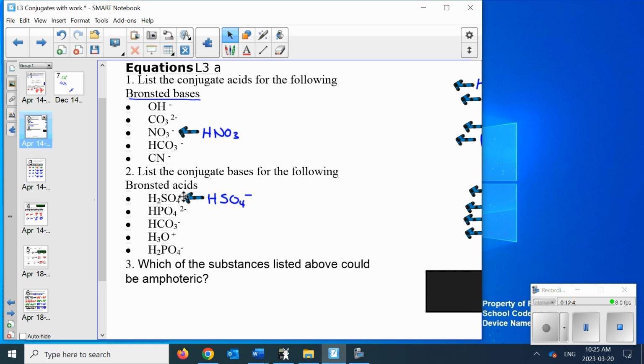Now, the word amphoteric we talked about before. It could be an acid or a base. You're going to look above after you do all of those and see there are some things that seem to act as an acid and a base. Ambidextrous, left or right, amphoteric, acid or base. I'll let you guys work with me.